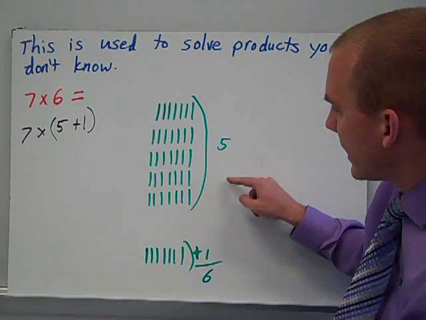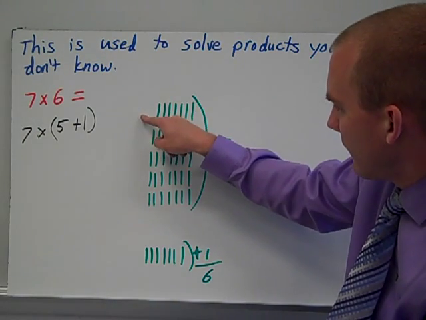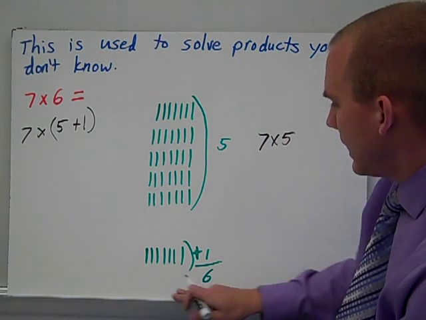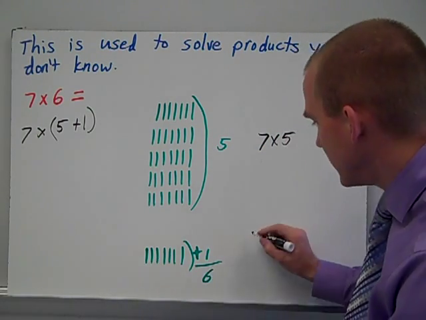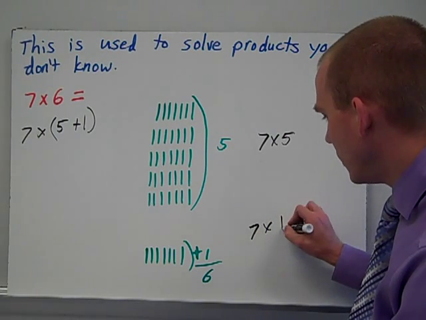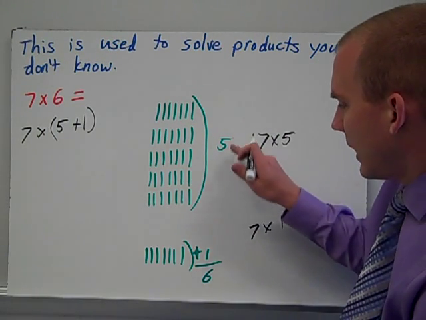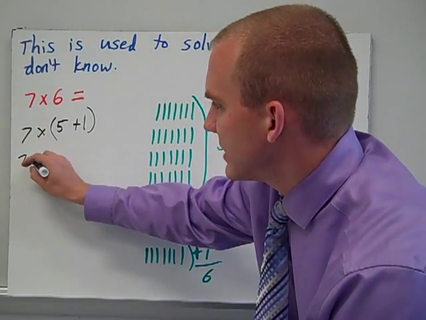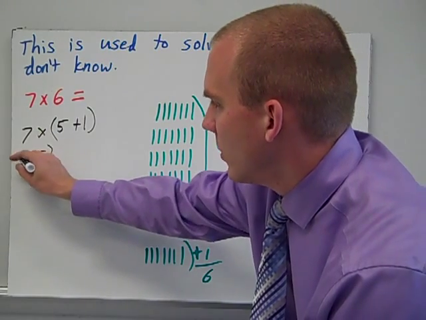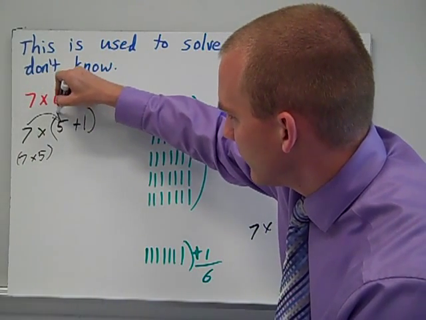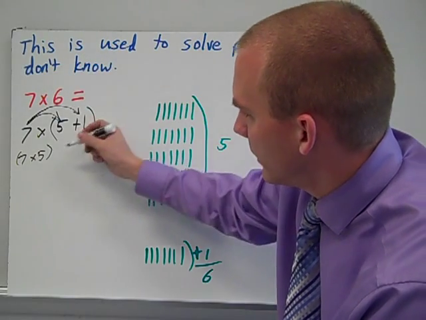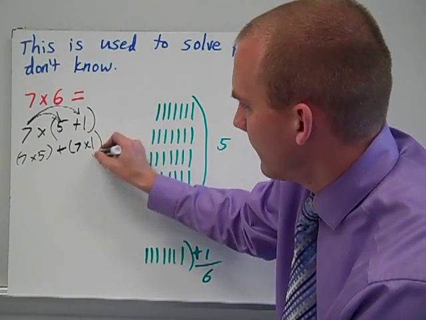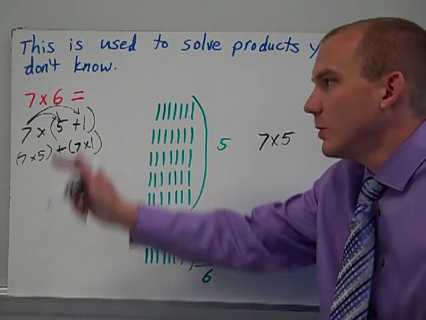And you can see I drew that over here. I drew 5 rows of 7, so this is 7 times 5. And then I drew 1 row of 7, so this is 7 times 1. 5 plus 1 is 6. So since these add up to 6, really what I can do is distribute the 7 to the 5 and to the 1: 7 times 5 plus 7 times 1. This might be easier if I don't know what 7 times 6 is.